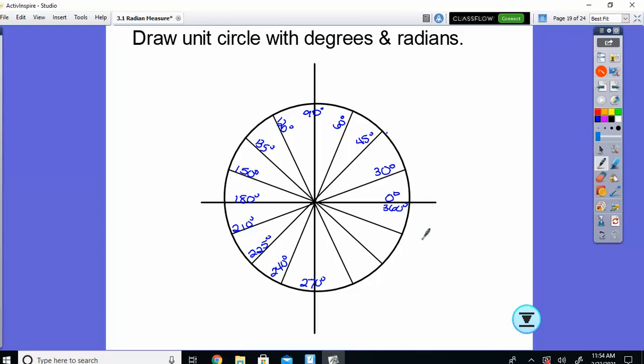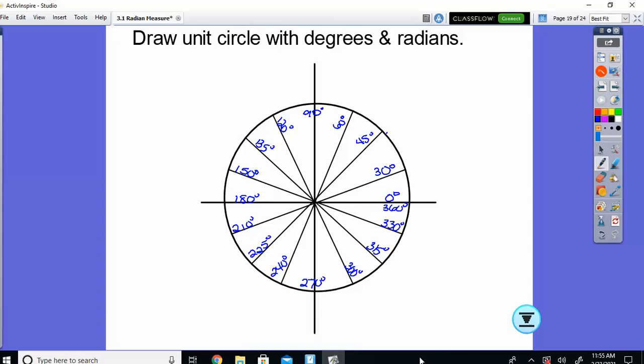How would I get these angles? Subtract your reference angle. So 360 minus 30 is 330. 360 minus 45 is 315. And 360 minus 60 is 300 degrees. Any questions on how I got my degrees?